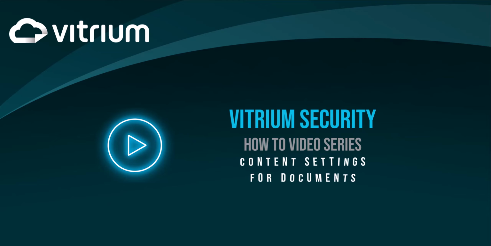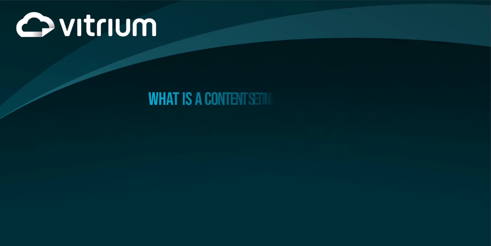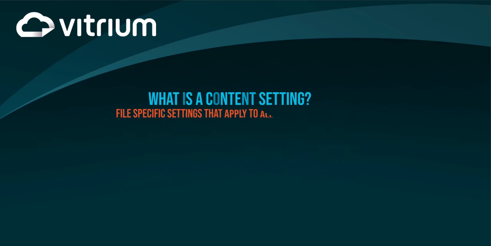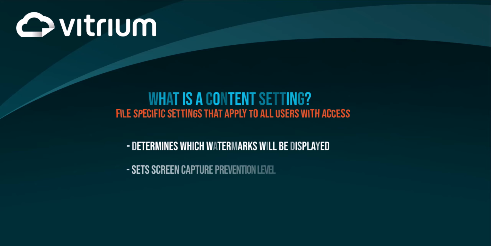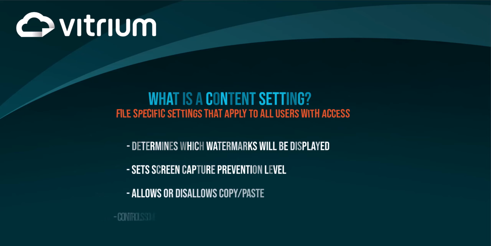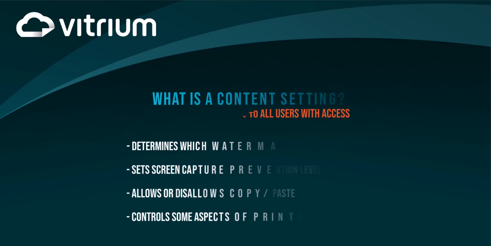In this video, we're going to take a look at content settings for documents. So what is a content setting? A content setting in Vitrium is a file-specific setting that applies to all users that will access the document. It will determine things such as which watermarks will be displayed, the level of screen capture prevention that you'd like to have. It allows or disallows copy and paste, and controls some aspects of printability. For video and audio files, these settings would differ.